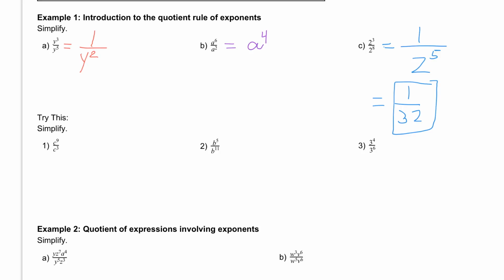If you did number 1 correctly, you should get c to the sixth. Number 2 is 1 over b to the sixth. And number 3 is 1 over 9. If you have any questions, let me know.